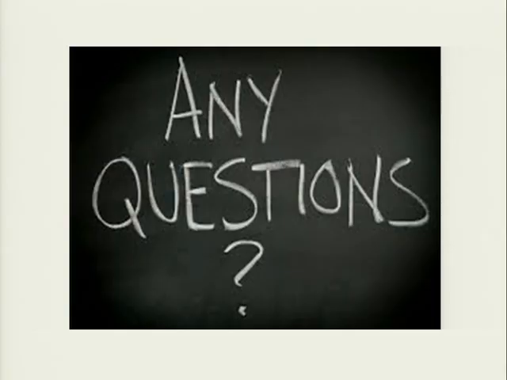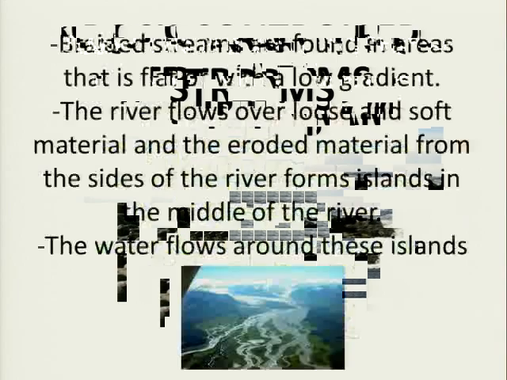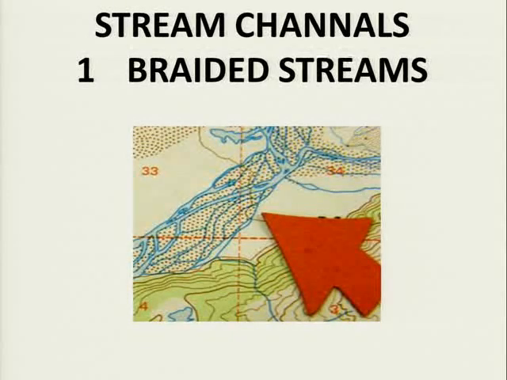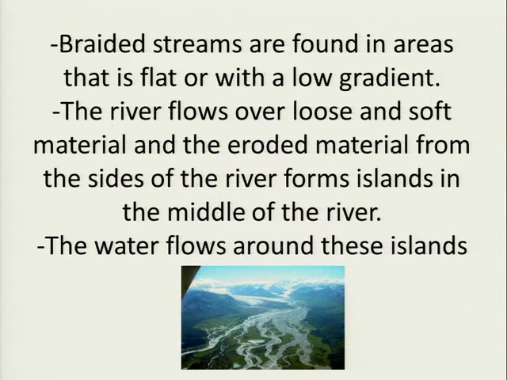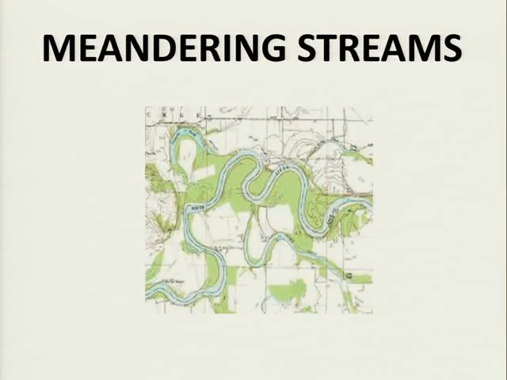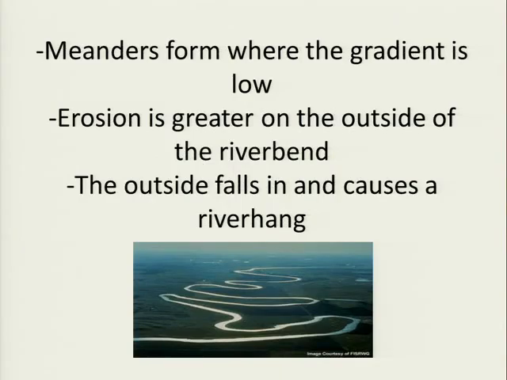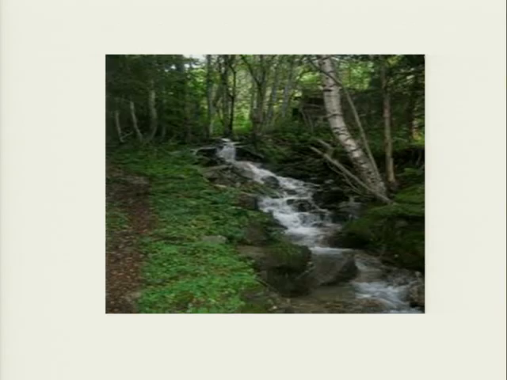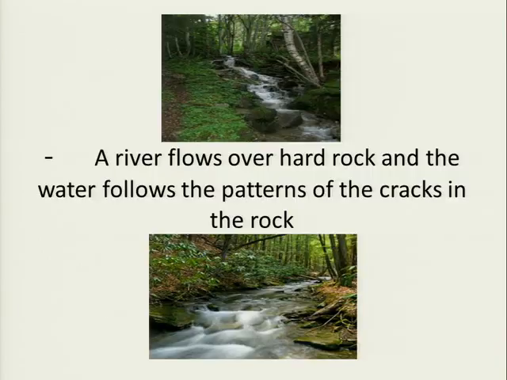Any questions on the different streams, please feel free to ask. I just want to recap them quickly. It's the braided one. The braided one is the one that forms the islands in the middle. Then the meandering one, kronkelstroom in Afrikaans. That is the one that has a lot of bends in it. And the rock-controlled one is the one that is not easily identifiable on the topographical map.